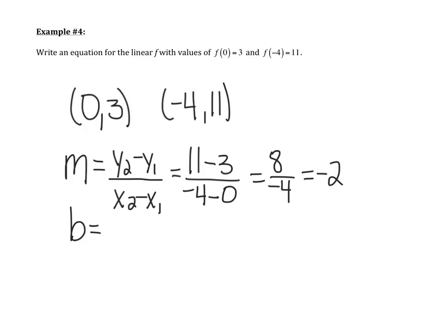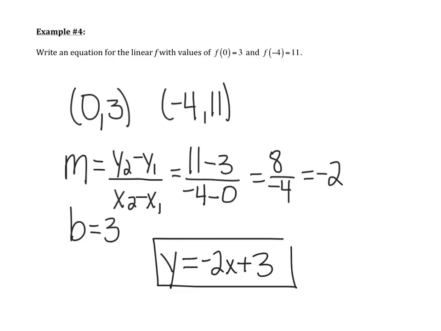In the last slide, we learned that anytime I have 0 comma something, that something is my b value. So the b value in this case is 3. So now that I know the m is negative 2 and the b is 3, I'll put it all together and write the equation y equals negative 2x plus 3. And there's my equation like I was asked for.